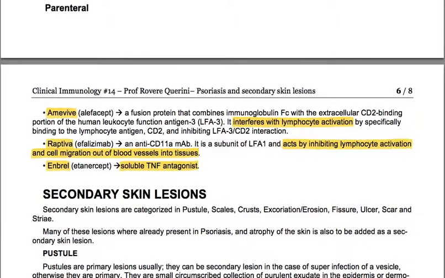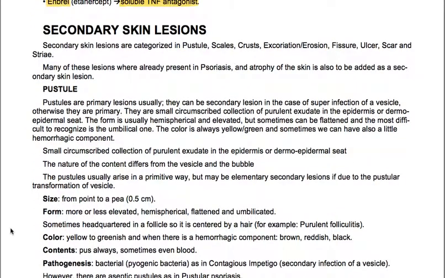Secondary skin lesions. Secondary skin lesions are categorized as pustules, scales, crusts, excoriation, erosion, fissure, ulcer, scar, and stria. Many of these lesions were already present in psoriasis, and atrophy of the skin is also to be added as a secondary skin lesion.